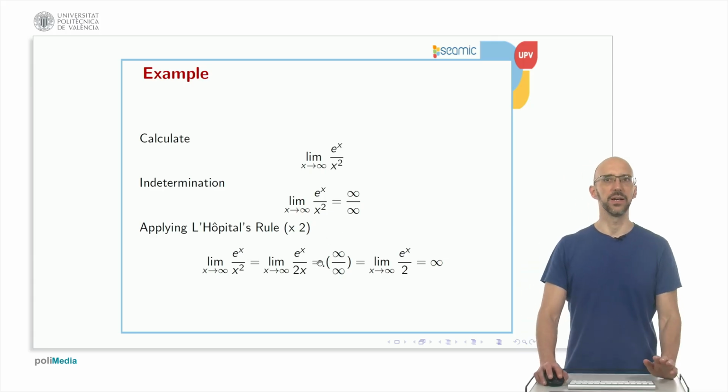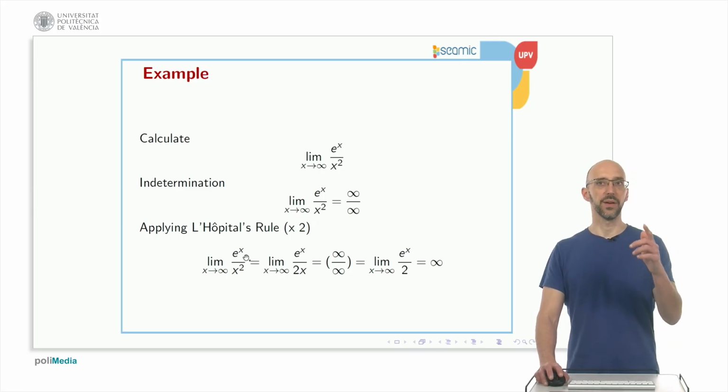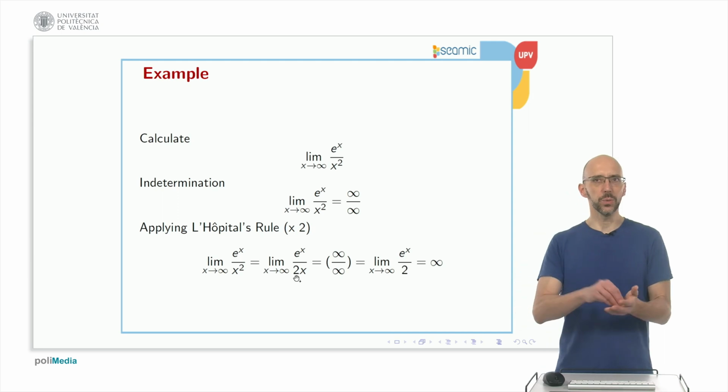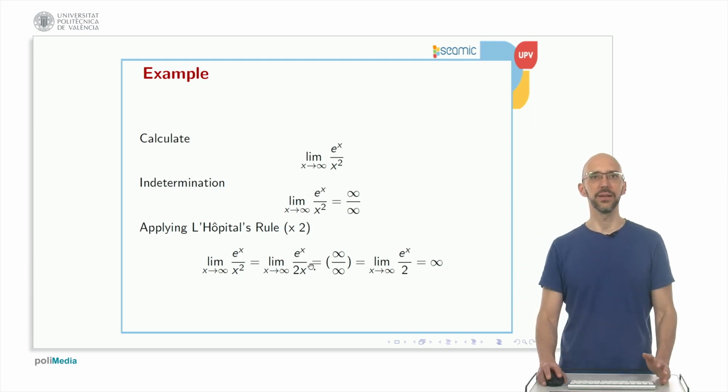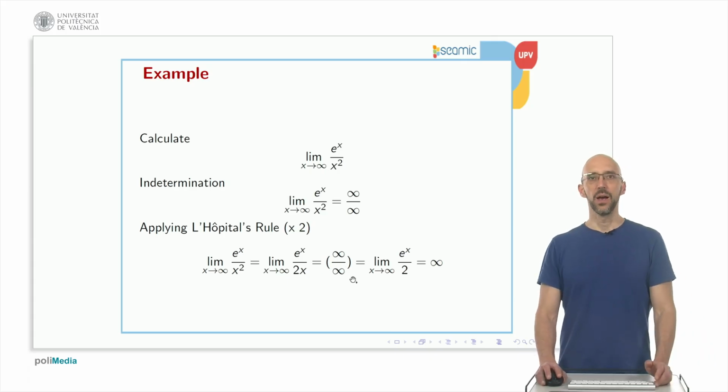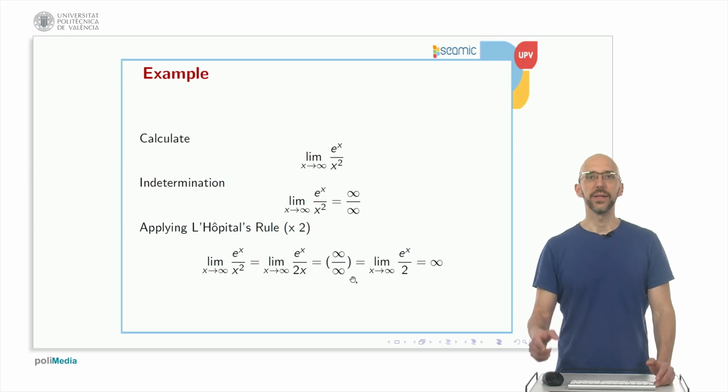Be careful with this example. We take the original limit and we calculate the derivative of the numerator. The derivative of e to the x, by the way, is e to the x, so it remains the same. The derivative of x squared is 2 times x. Okay? So if we substitute x by infinity again, what do we have? E to the infinity, that is infinity, and 2 times infinity, that is infinity. Okay, so let's apply L'Hopital again.